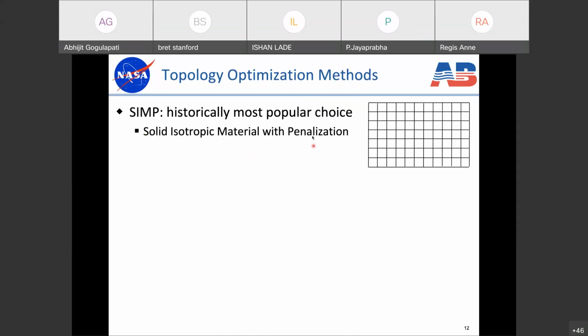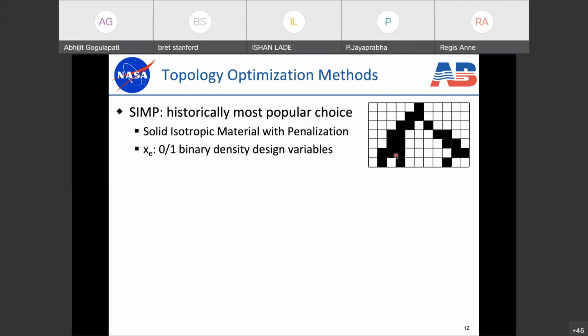You take your design domain and you discretize it into little pixels, into little finite elements. And then what we do is we are going to assign a design variable to every finite element. So every finite element here has its own design variable. So you can see right away that we're going to have a large number of design variables. If we have 10,000 finite elements, we have 10,000 design variables.